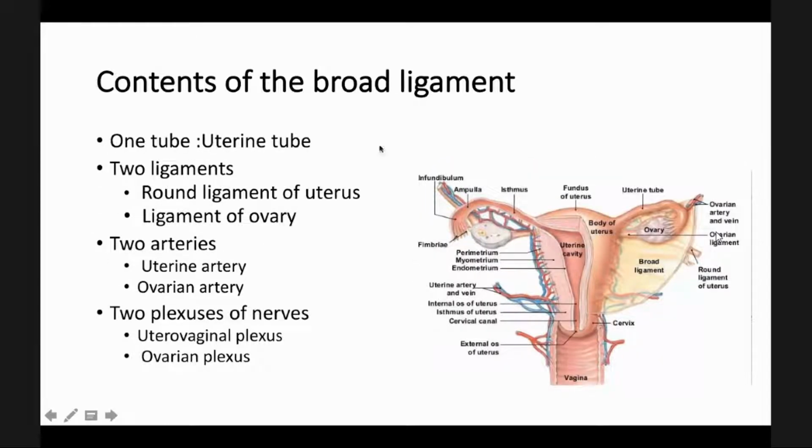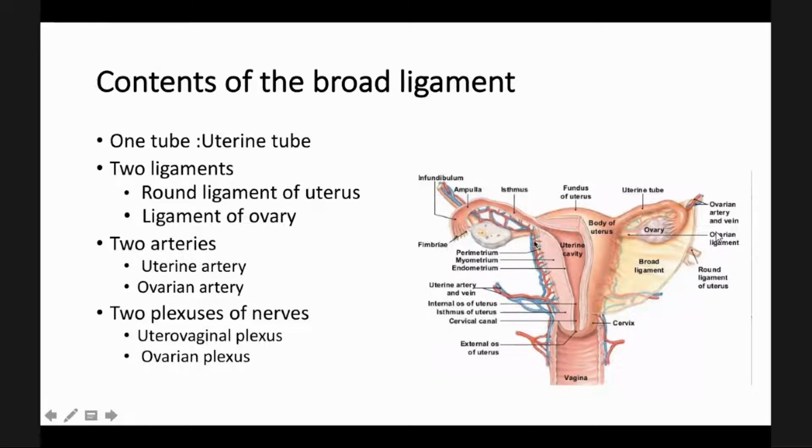Now the contents. We have already seen the contents of the broad ligament in the class on the ovary also. One tube, this is the uterine tube. Then two ligaments. One is the round ligament of uterus. Next is the ligament of ovary. I think you are familiar with these two terms by now. The next structures are the two arteries. They are the uterine artery and the ovarian artery.